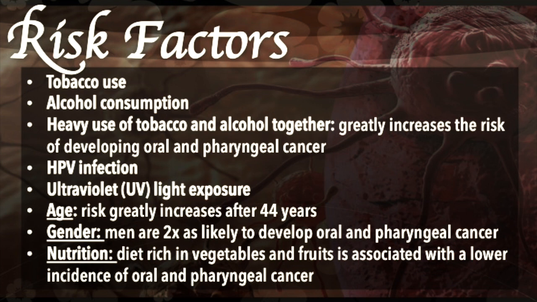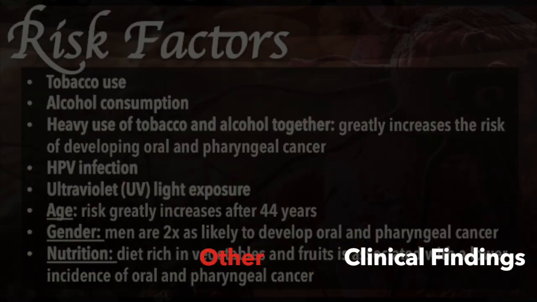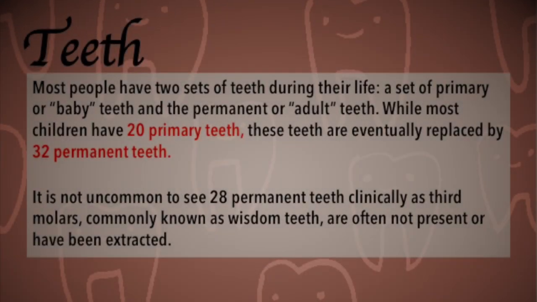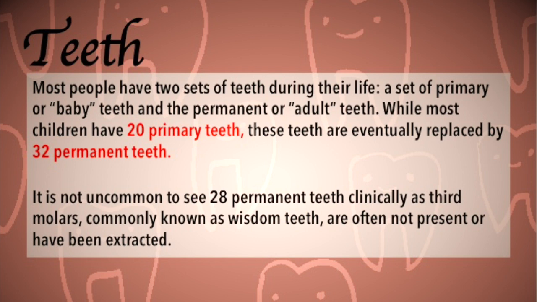One way patients can lower their risk of developing oral and pharyngeal cancers, as well as most other cancers, is to maintain a diet rich in fruits and vegetables. In addition to screening for oral cancer, this examination also affords the clinician the opportunity to get a picture of the patient's overall oral and dental health. While looking through the mouth, you can quickly assess the patient's dentition.